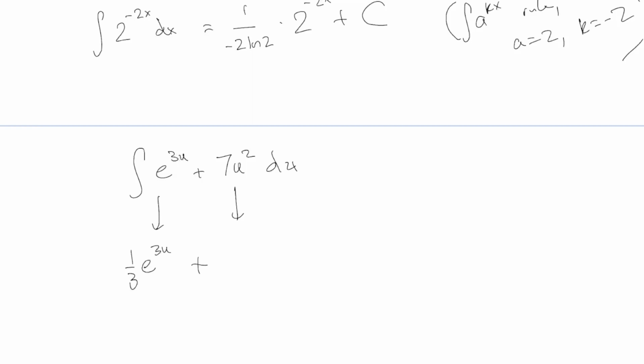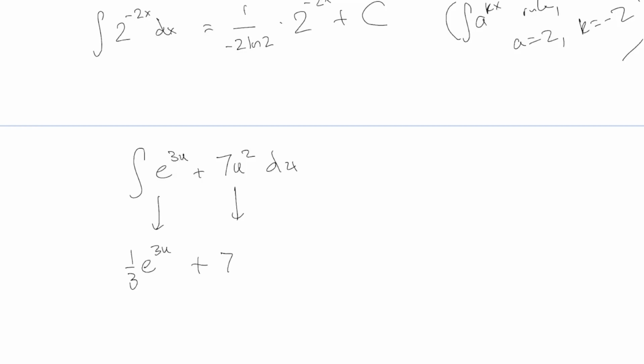And then what about 7u squared? This one is actually quite different. This is perhaps a bit of a trick question. I don't know, it's not really a trick question, but how do you handle u squared, 7u squared? Yeah? It'd be 7 times 1/3 u to the 3rd.